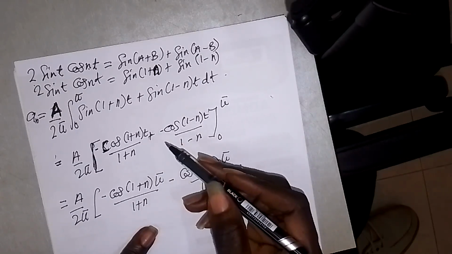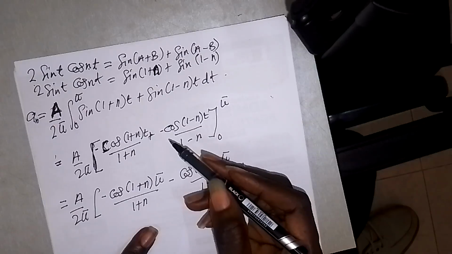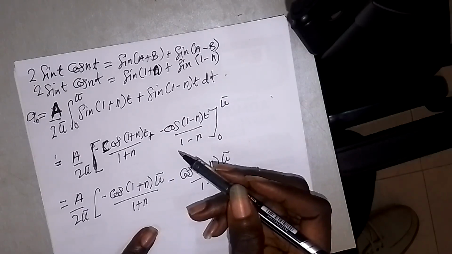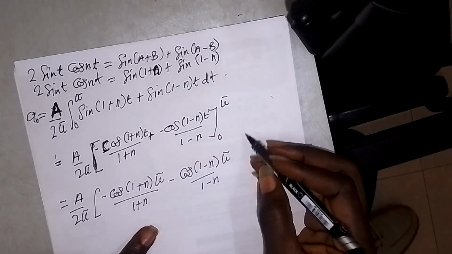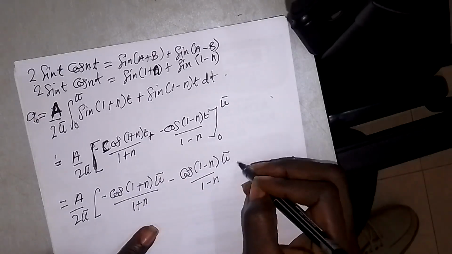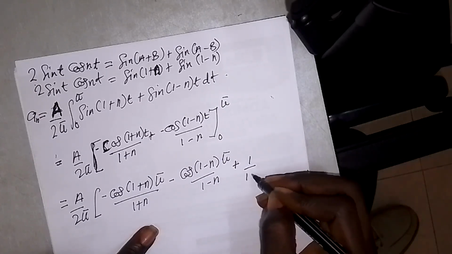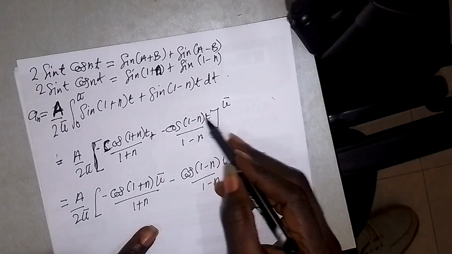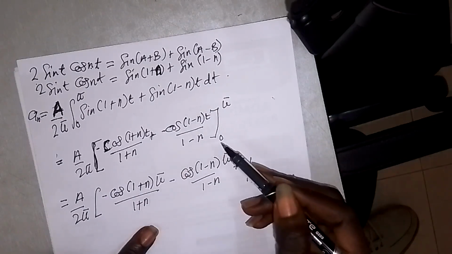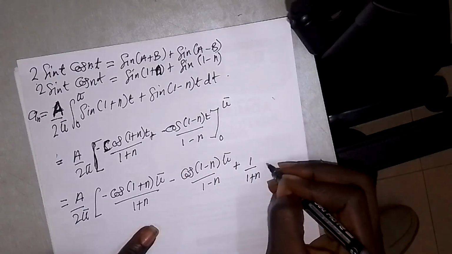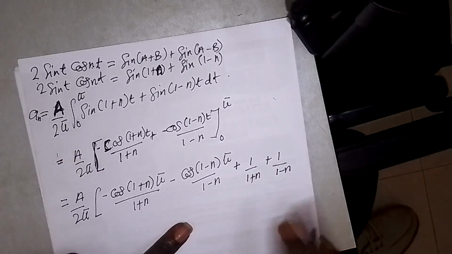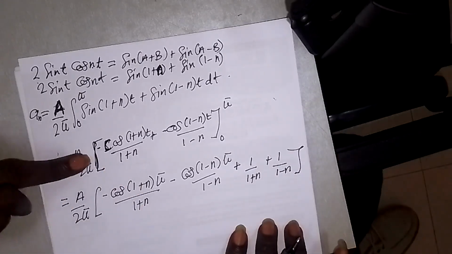So cos 0 is 1. Here is minus, and because it's the lower limit, it also has a minus. So minus minus gives plus 1 over 1 plus n. Here I'll put 0; cos 0 is 1, so minus, and because it's the lower limit, there's another minus attacking it, so plus 1 over 1 minus n. So this is what I'll have when I put in my limits.